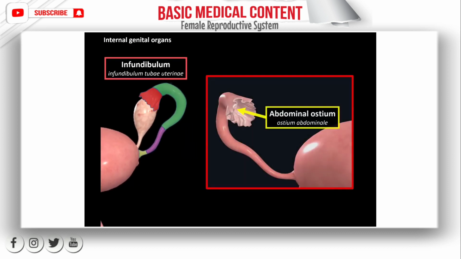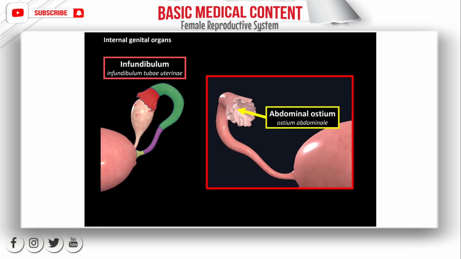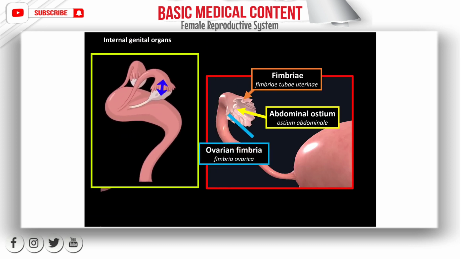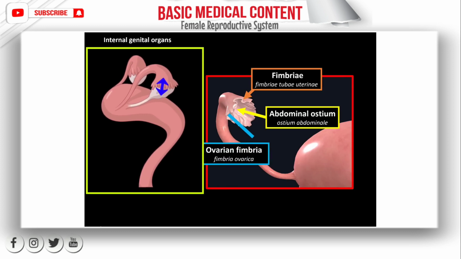On the infundibular part, you will find an opening, right? That opening is called the abdominal ostium, which is an opening that faces the ovary. So it directly opens into the peritoneal cavity and it catches the oocyte once ovulation happens. Now, how does it do that? It does that through the help of something called fimbriae. These are mucosal arms or tentacles or whatever you want to use to describe them. But of all the fimbriae, one fimbria is actually long enough to reach the ovary, and this one is called the ovarian fimbria.